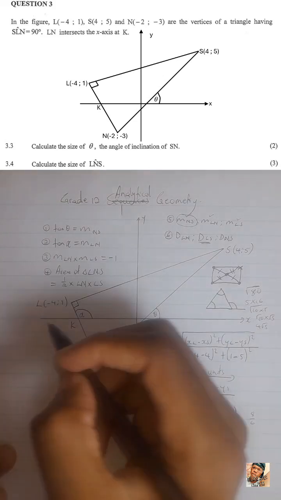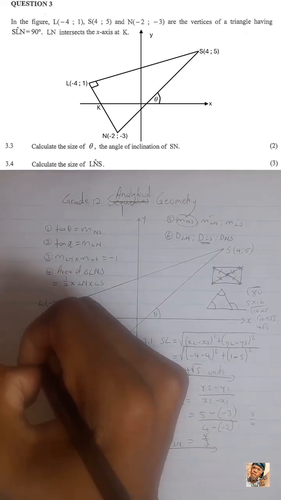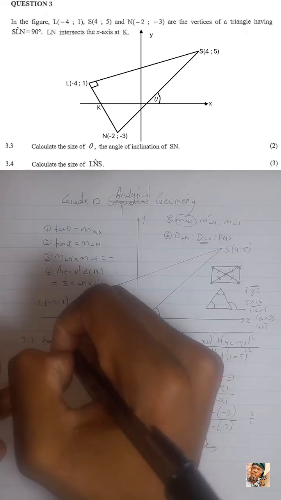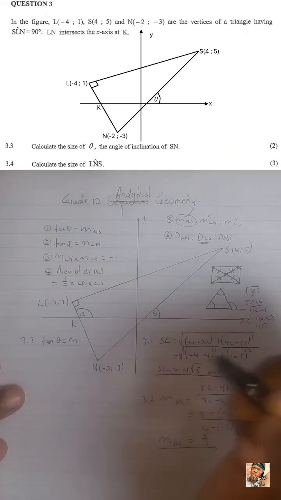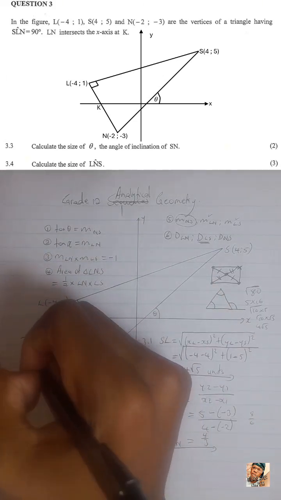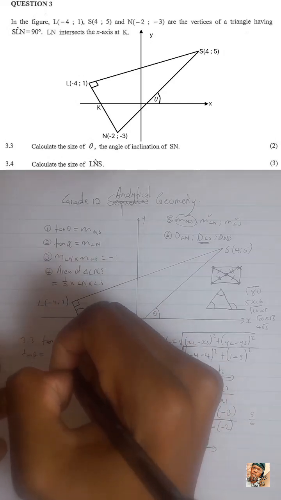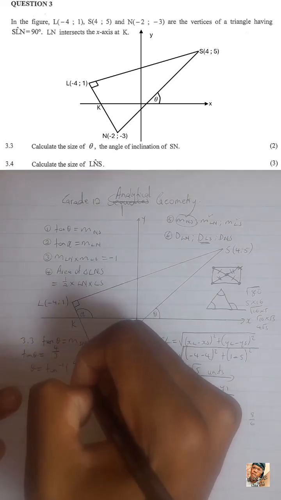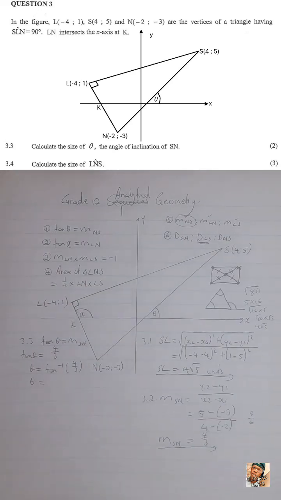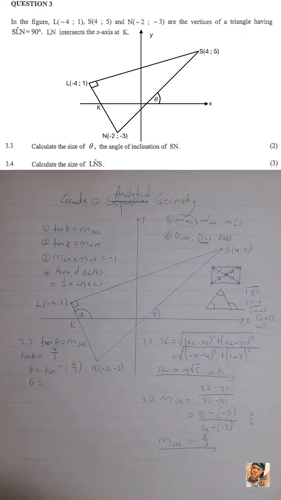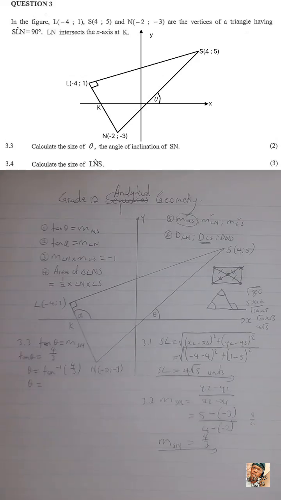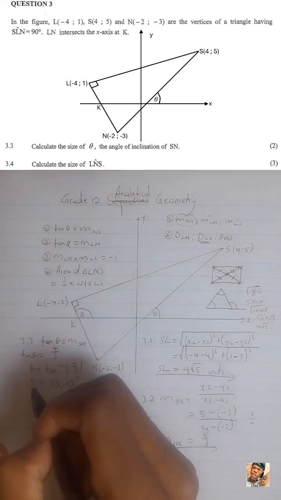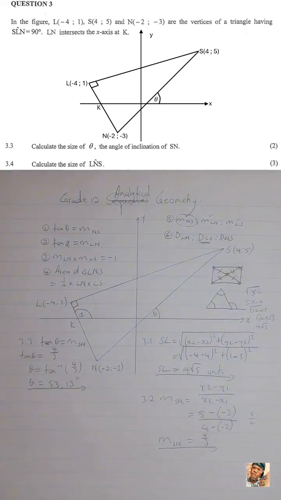It is only 2 marks though. Let me write it here, 3.3. Let me see if you can see that. Okay, you can. So tangent of theta is equal to the gradient of ns or sn, which is 4 over 3. So theta is equal to the tangent inverse of 4 over 3. For this one, I'm going to need to press the calculator, so please excuse me for a second. After pressing the calculator, I get 53.13 degrees. Therefore angle theta is 53.13 degrees.